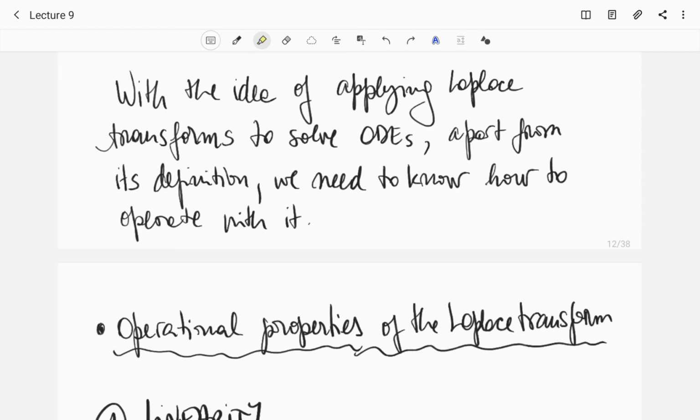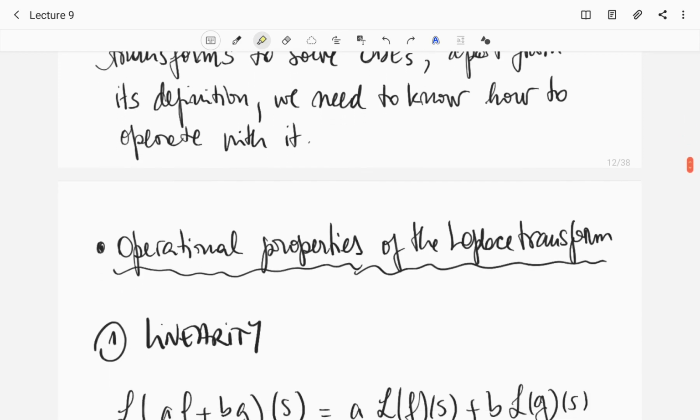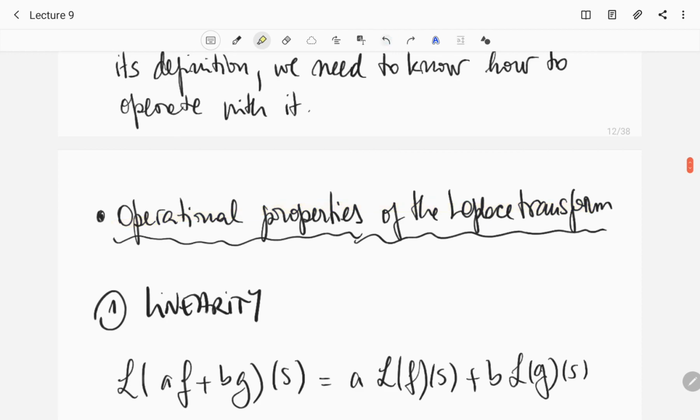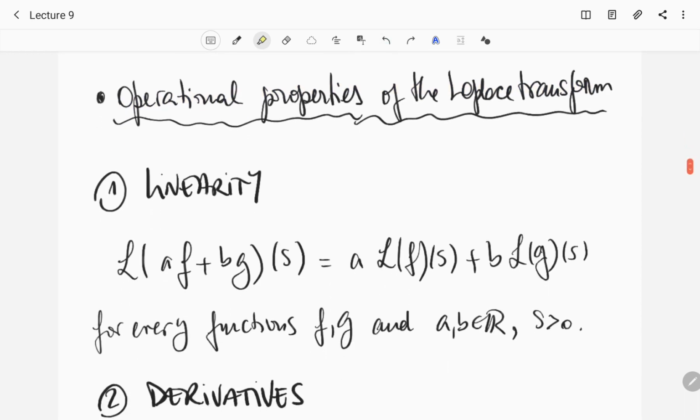Okay, so now let's focus on the properties. So, operational properties of the Laplace transform. As we had for the Fourier transform, we have linearity, which is great, because in the whole course we were working with linear partial differential equations or also linear ordinary differential equations. So if we have to compute the Laplace transform of a linear combination of functions, then that's exactly the linear combination of the Laplace transforms of the functions, okay?